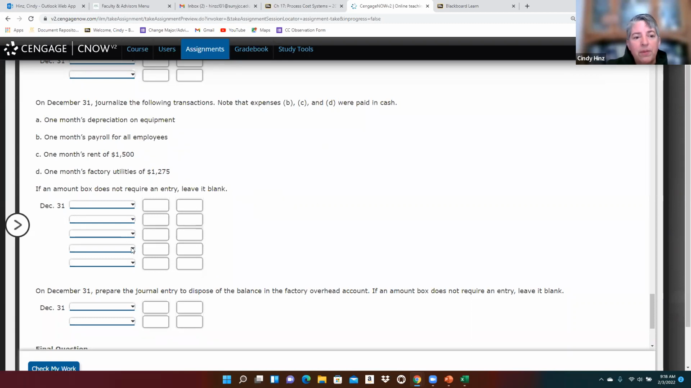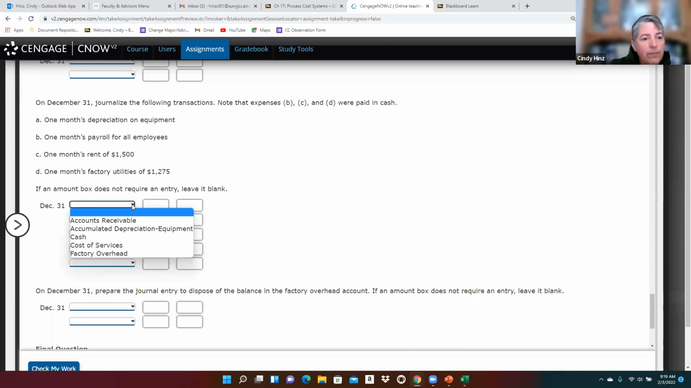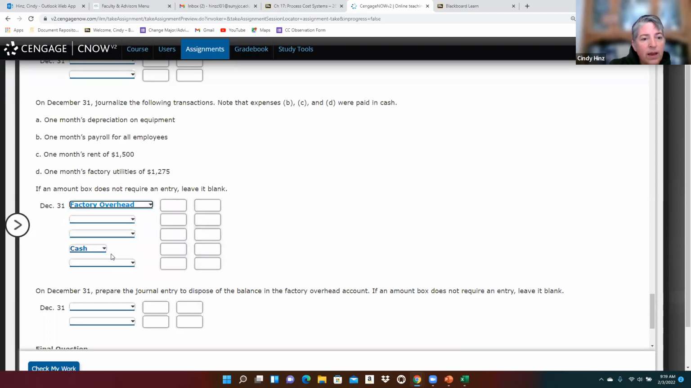But it does tell you that you're going to be paying some of these expenses in cash. So payroll, rent, and utilities. So you know that's going to be a credit to cash as we pay those. And then you're going to be recording the, let me see what we have here. So we have some factory overhead that we're going to record.